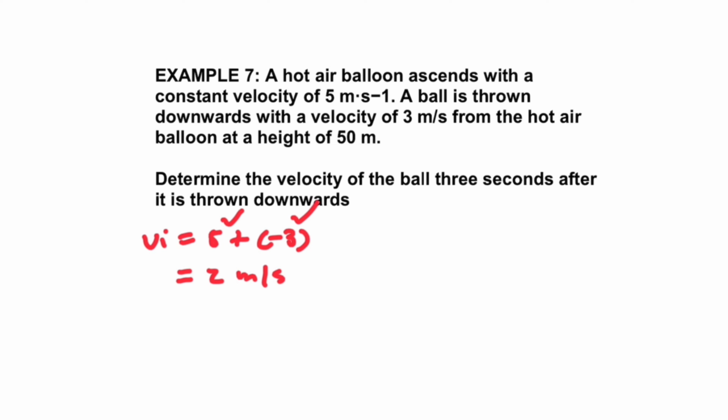Well, we have the initial velocity of the ball. We want to determine its velocity 3 seconds after it is thrown downwards. Let's take a look at the other information we have. The acceleration, obviously, 9.8 meters per second squared. We have the time, delta t, which is equal to 3 seconds. We are interested in the velocity, so we want Vf. With these four variables, it's quite easy.